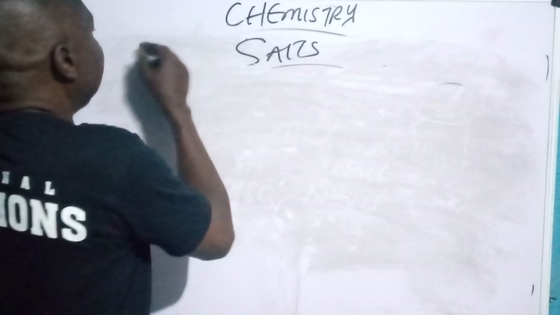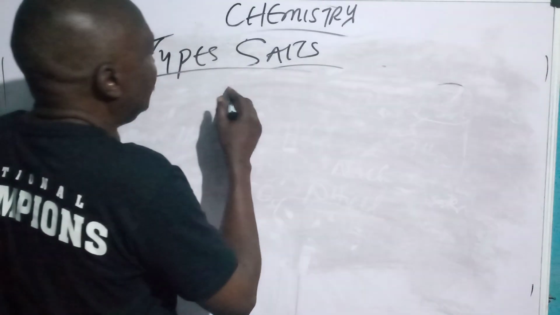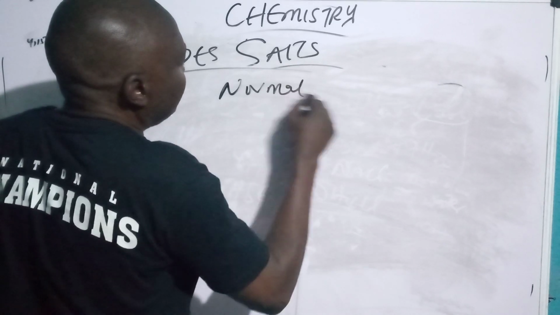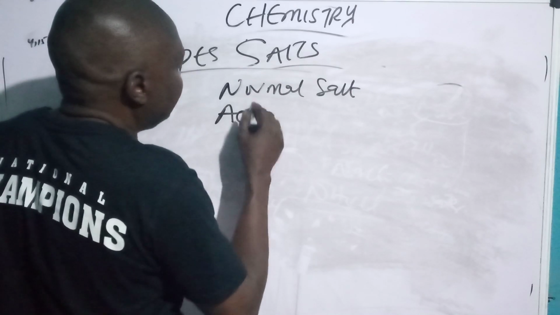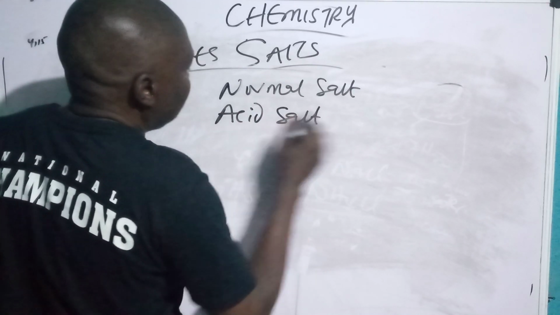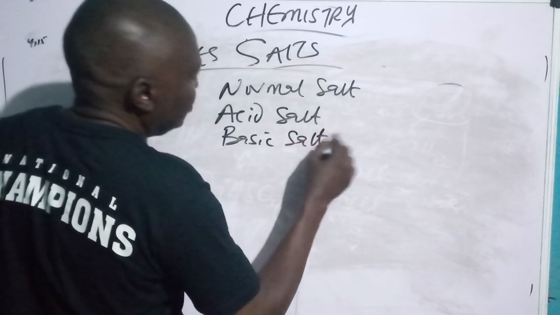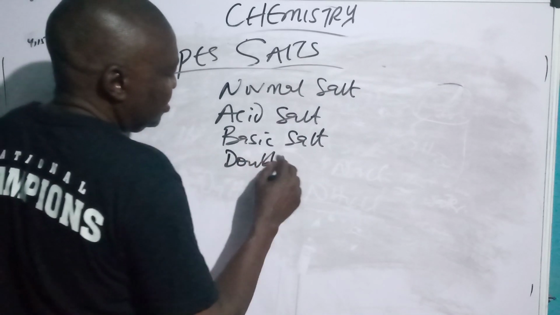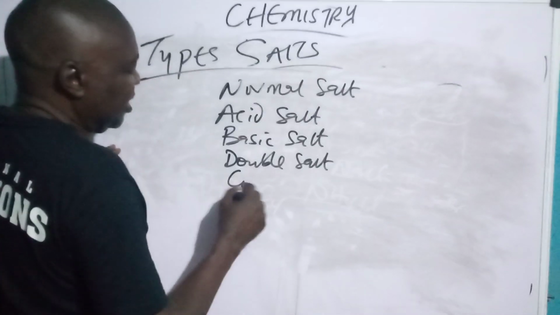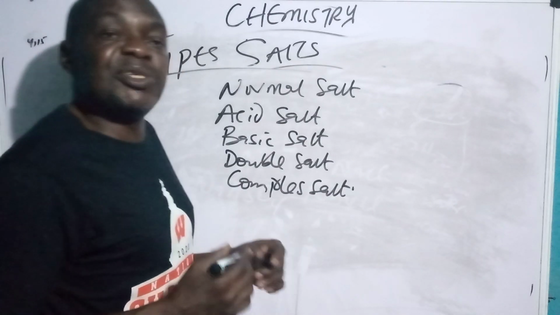Now, types of salt. You have basically about 5 types of salts. You have the normal salt. You have the acid salt. You have the basic salt. You have the double salt. And you have the complex salt. So let's look at them in turns.